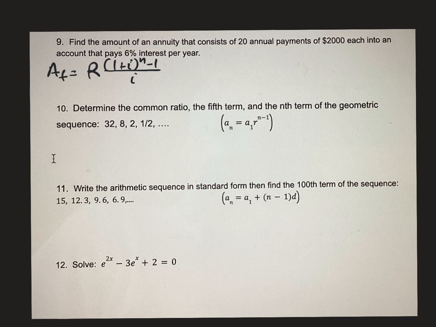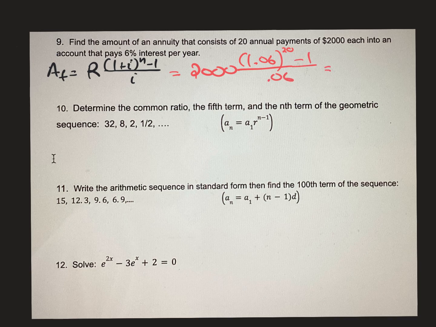And number 9, an oldie here, find the amount of an annuity. Just filling the stuff in. Don't forget what the stuff stands for. R is how much the payment is. They're paying $2,000. 1 plus i, the interest rate, 6% per year. It's not compounded, just per year. So I'm going to go ahead and put 1.06 to the n power. n means how many payments were there? There were 20. I'm going minus 1, and then 0.06 in my denominator.